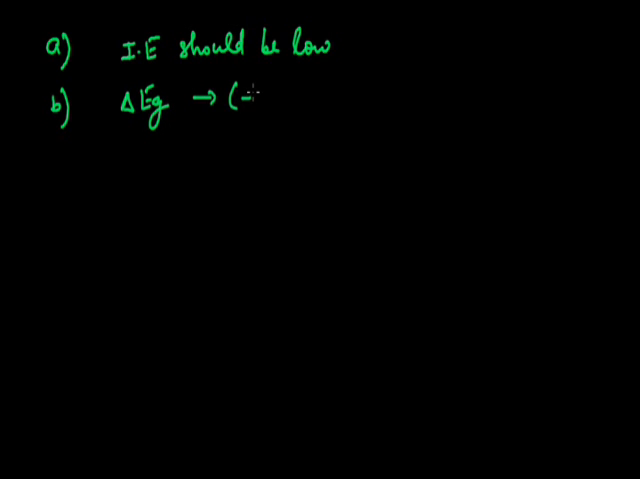Let us first talk about the ionization enthalpy. If the value of ionization enthalpy is lower, the stability of ionic bond will be higher. Ionization enthalpy should be low for a stable ionic bonding. Next, we talk about the electron gain enthalpy. The negative value of this should be more.